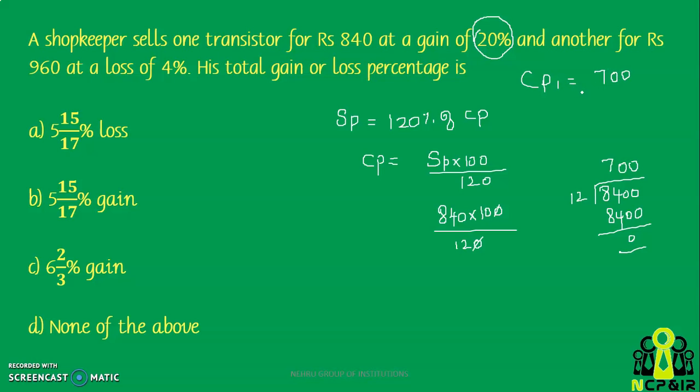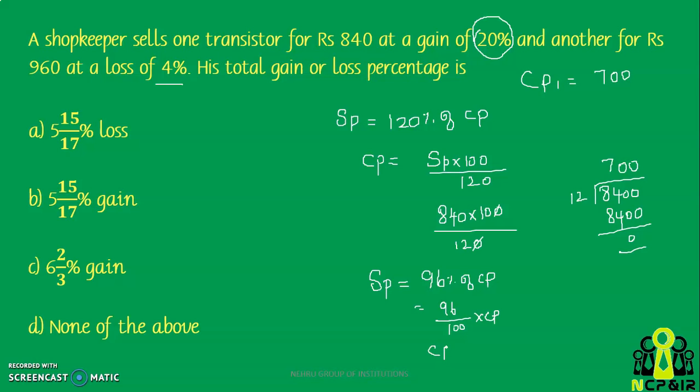So he is buying it for 700 rupees and selling it for 840 rupees. So total profit in this first transaction will be 140 rupees. The second one, he is selling at a loss of 4%. So if anything is sold at a loss of 4%, then selling price will be 100 minus the value, that is 96% of cost price. It's 96 by 100 into cost price.